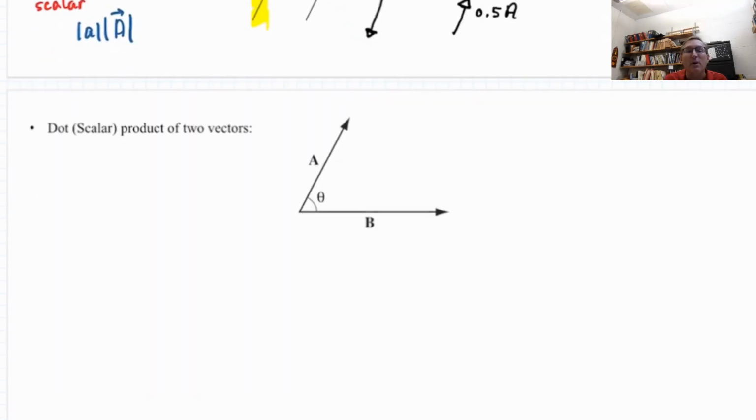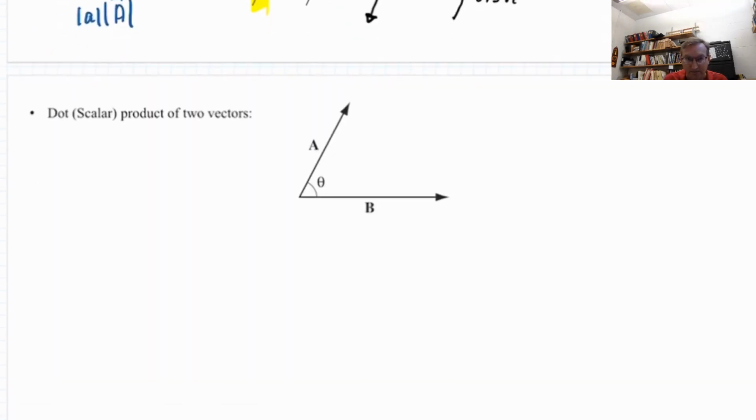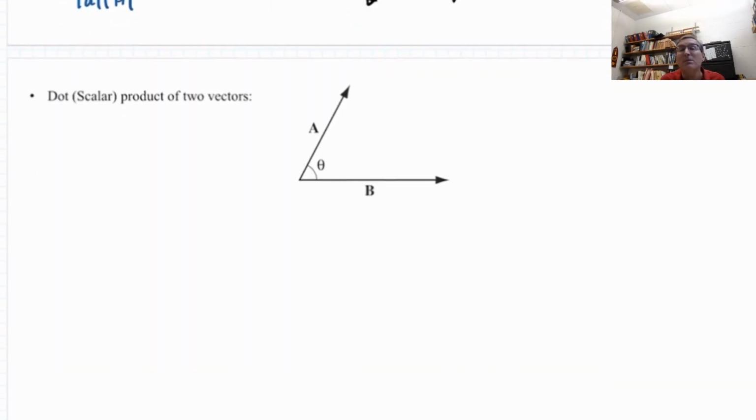Another operation we will have to do with vectors, very important, is ways to multiply two vectors. Now, I talked right there in the previous slide about multiplying a vector by a scalar. And that is a multiplication operation you do in vector algebra. But what if you have two vectors? How do you multiply two vectors together? Now, it turns out there's more than one way.